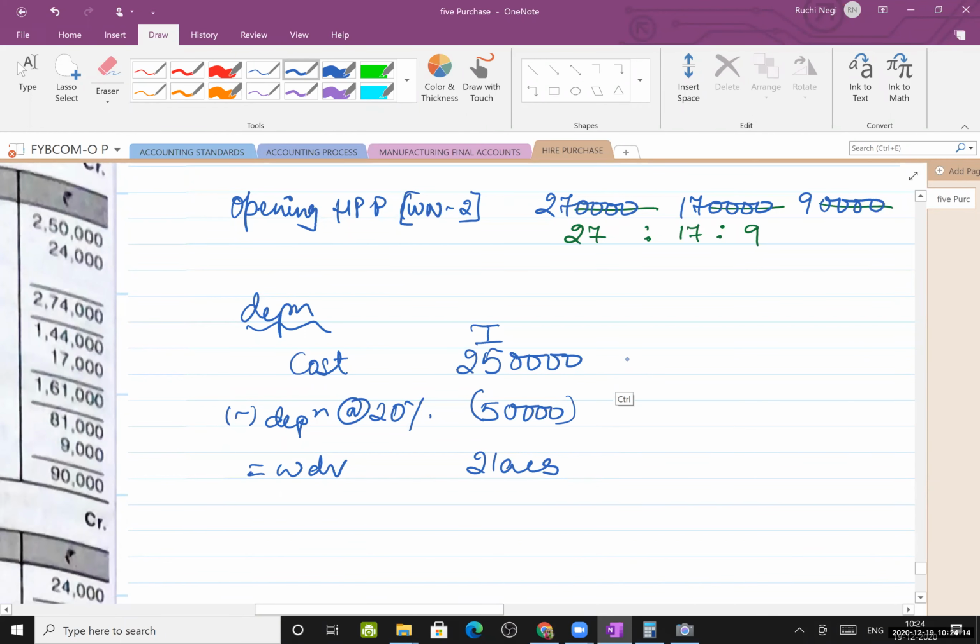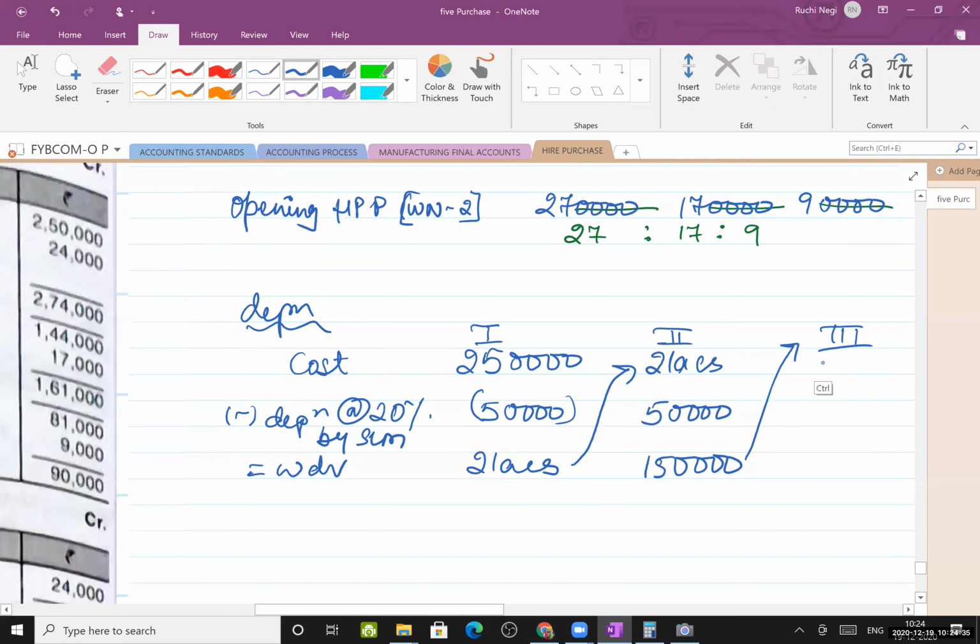Okay, this closing WDV will become your opening 2 lakhs. Straight line method है, तो आपका आंसर चेंज नहीं होगा. So this will be 1,50,000. This closing will become your opening. This will be 1,50,000. Again minus 50. Okay, this will be 1 lakh. Fine. Am I clear till here? समझ में आया?